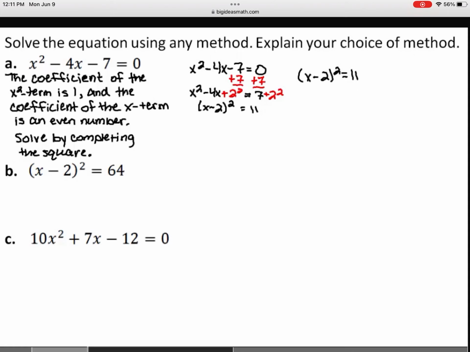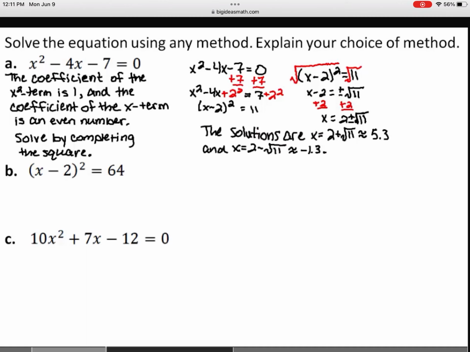To solve the quantity x minus 2 squared equals 11 for x, take the square root of each side, giving you x minus 2 equals the positive or negative square root of 11. Then add 2 to each side, leaving you with x equals 2 plus or minus the square root of 11. So the solutions are x equals 2 plus the square root of 11, which is approximately equal to 5.3, and x equals 2 minus the square root of 11, which is approximately equal to negative 1.3.